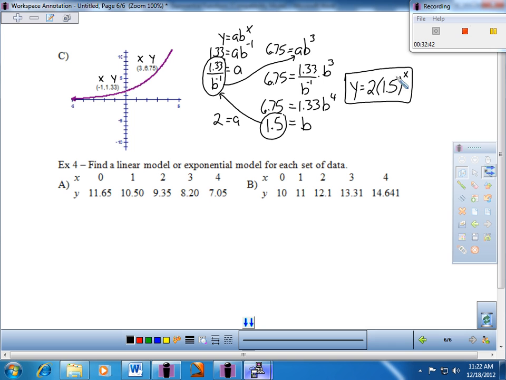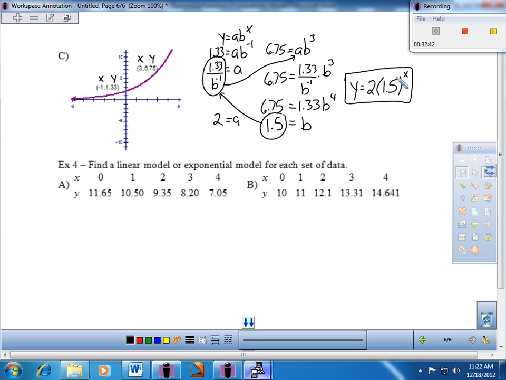Wonderful. Last example here for this lesson, it's example 4. I have 2 sets of data, and just to throw it out there, one of these sets of data will be linear, one of these sets of data will be exponential. The first order of business is for you to tell me which is which, and then we'll go from there.